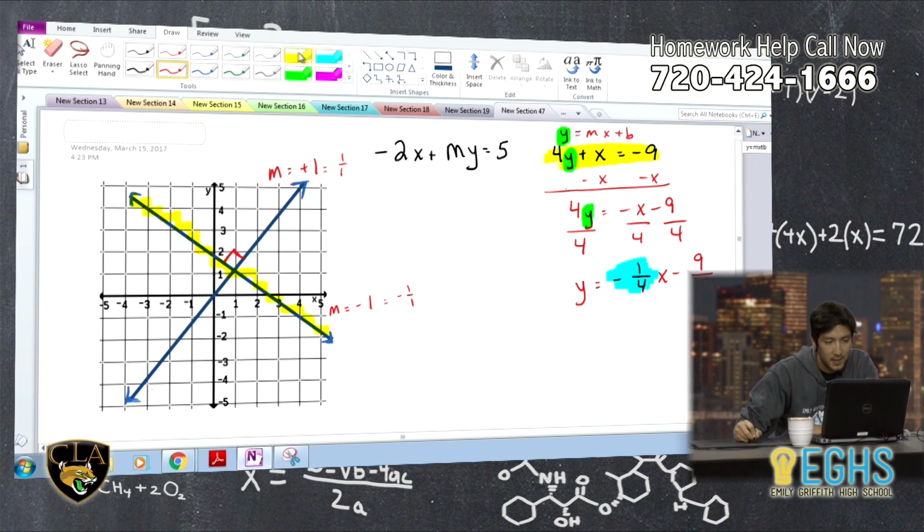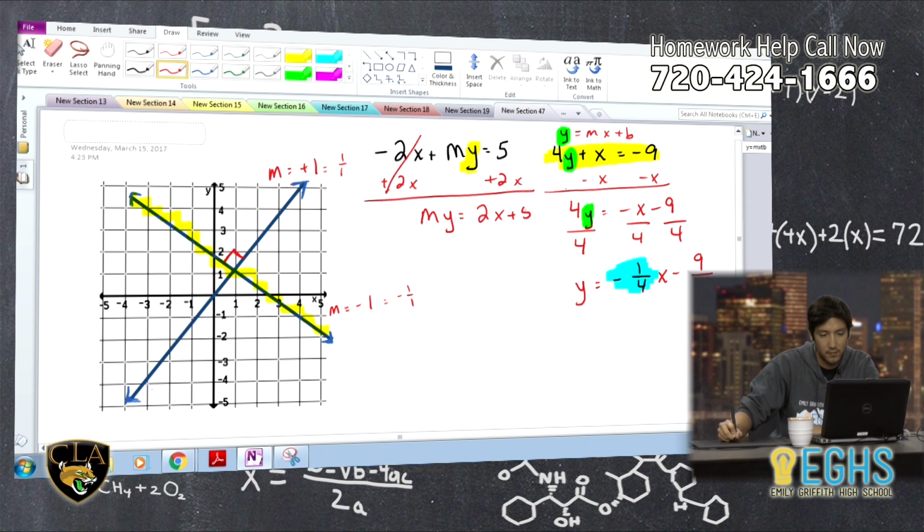So in this case, I'm going to do the same thing, and I'm going to think, okay, I've got to get this in the same form, so let me isolate y. I'm going to add 2x on both sides, and I'm going to get y equals 2x plus 5.